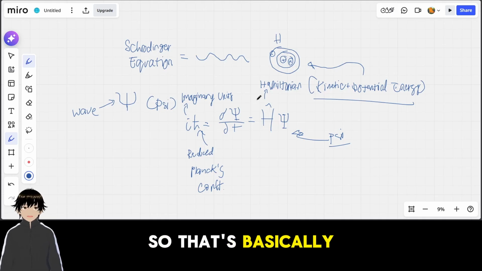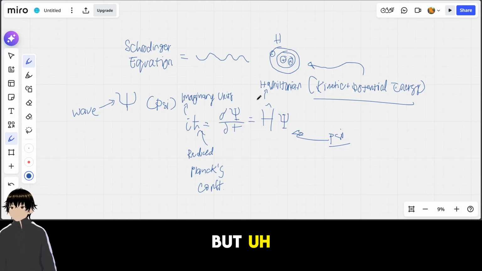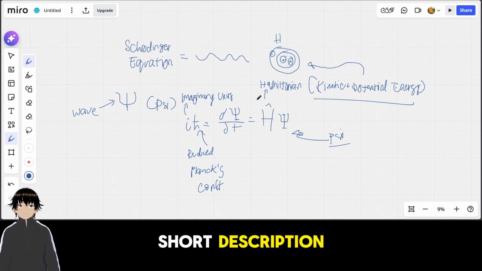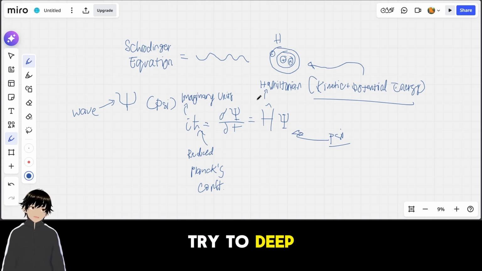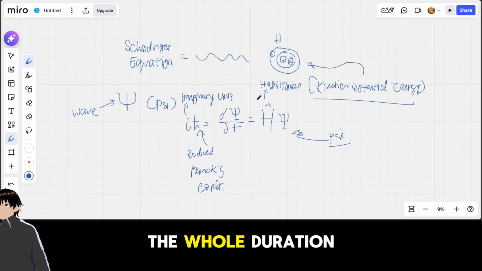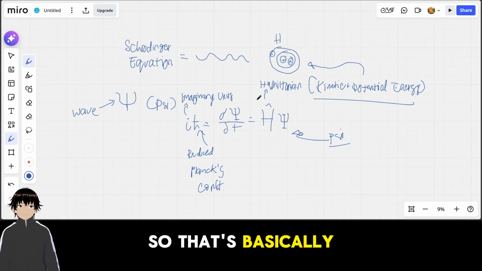It's sort of an overview of what the Schrodinger equation is, what it entails, and what it describes. So that's basically it. I could have gone deeper, but I think this explanation suffices if you're just trying to have a little bit of knowledge on the Schrodinger equation. If you try to deep dive into it, it'll probably take longer than the whole duration of this video, like three or four times it.